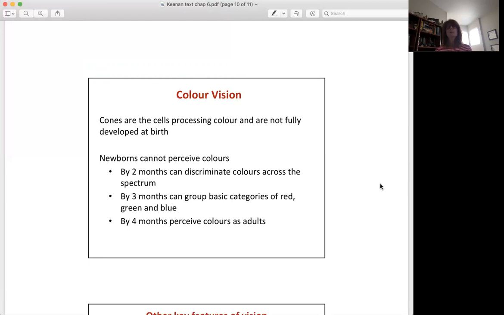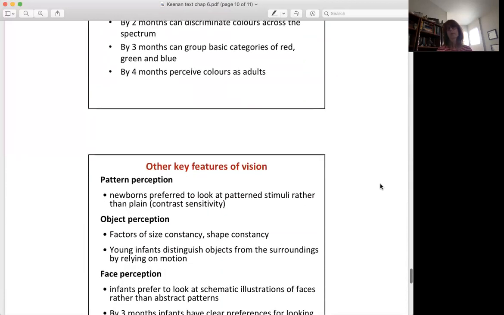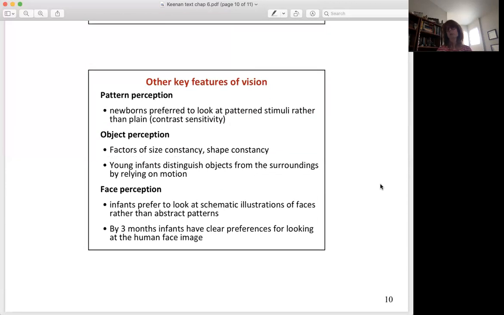By around 2 months, that discrimination of colors starts to complete itself across the spectrum. And by 4 months, we perceive colors as adults would. So other types of keys to vision, and again, all of this information in terms of the senses is directly connected to what we'll be talking about in terms of when children do not have the ability to see or hear or be mobile.